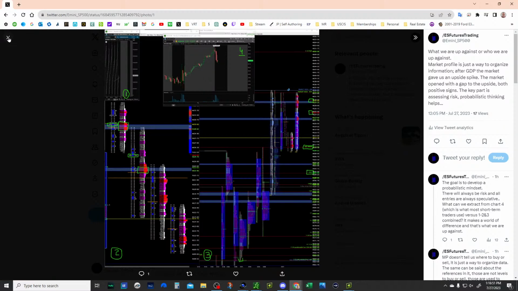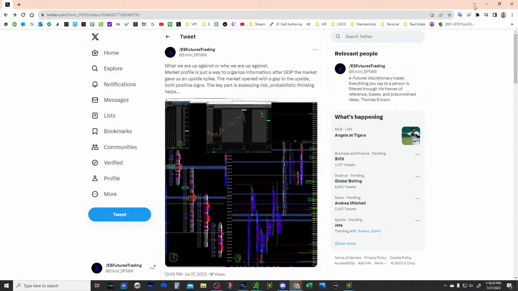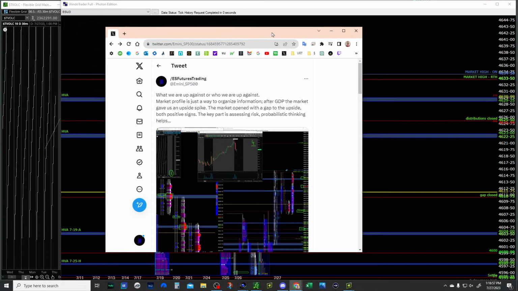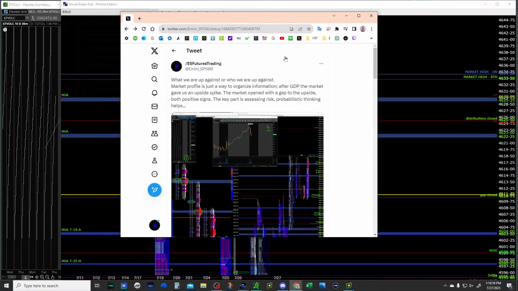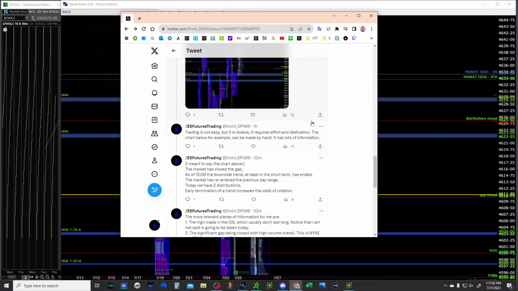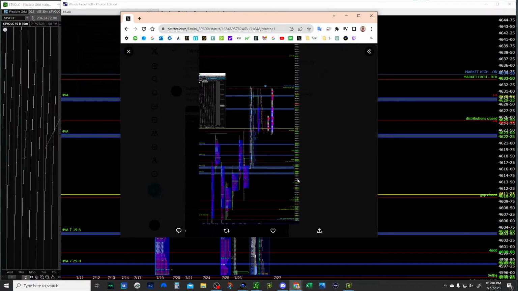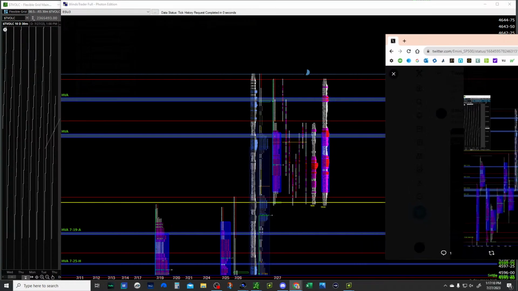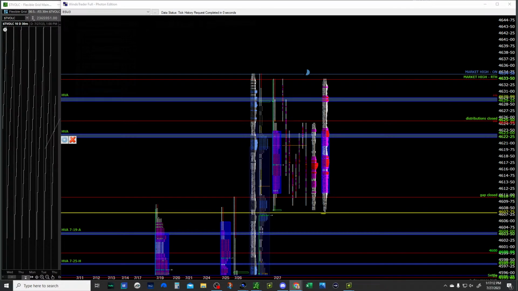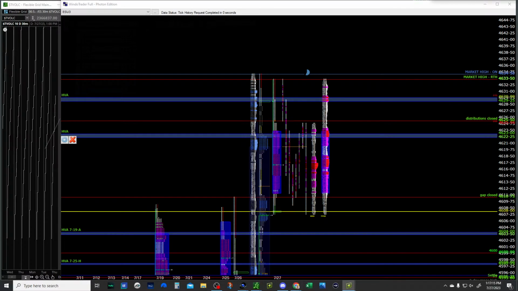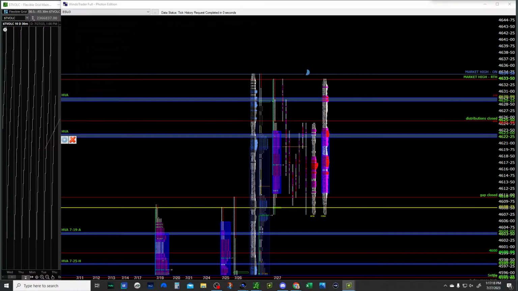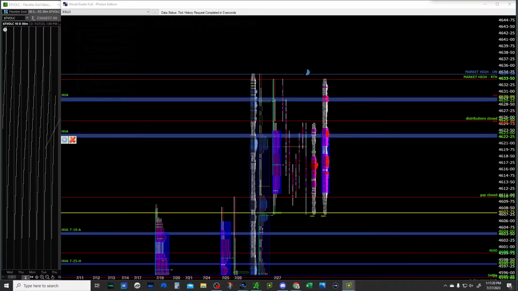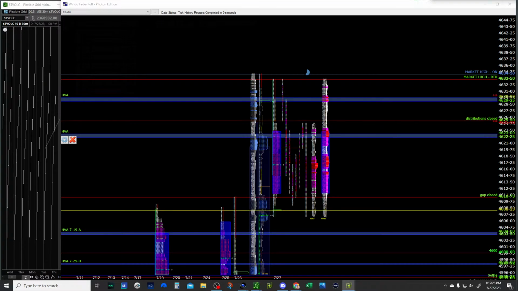We can make our own market profiles. We can use an Excel sheet and draw our market profile. Now the high has been taken here. I mean, the low has been taken here. Low has been taken.